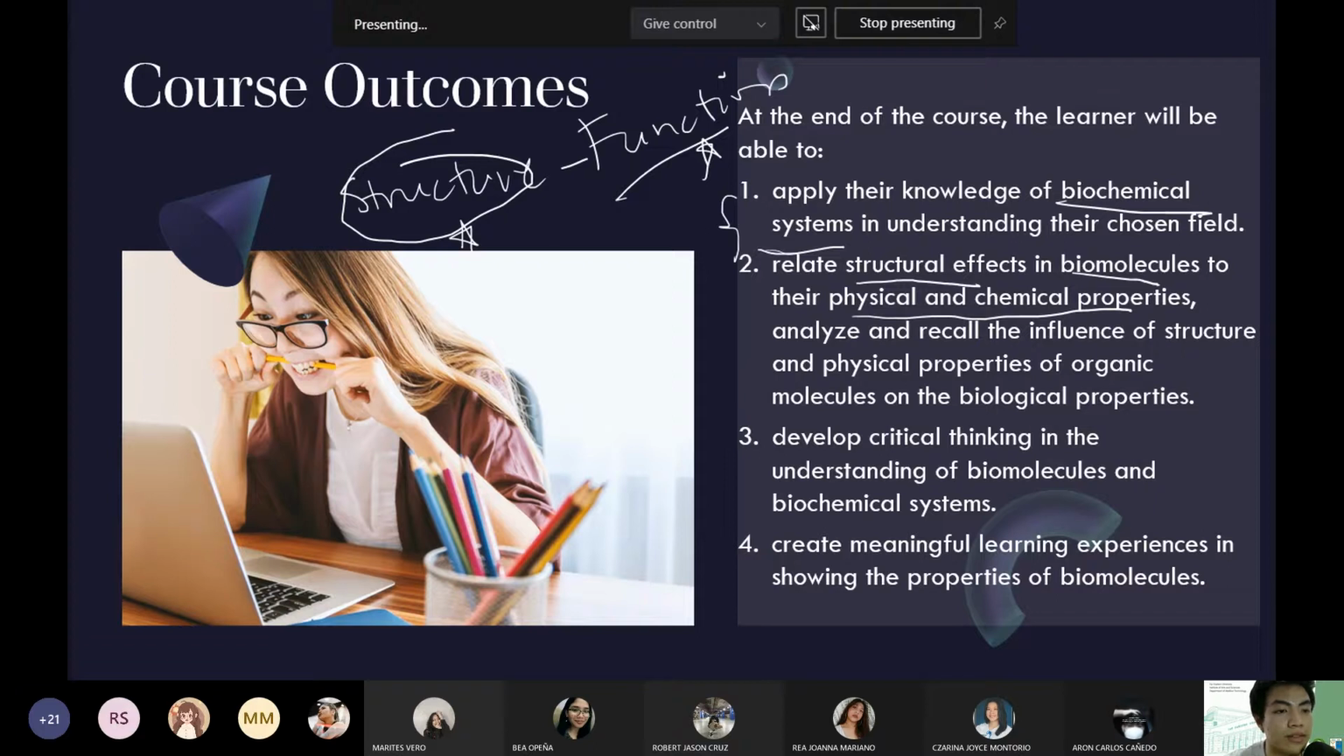Linkeropathy as well. So dito natin maintindihan how structure determines the function of biological molecules. So gusto natin yan malaman, lalo na pag nag-med kayo.